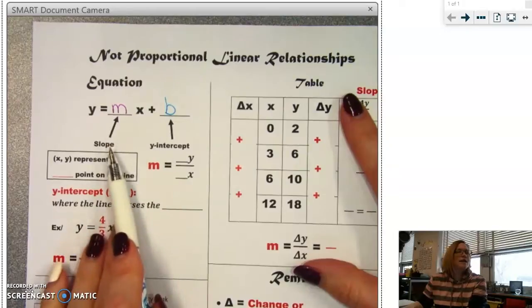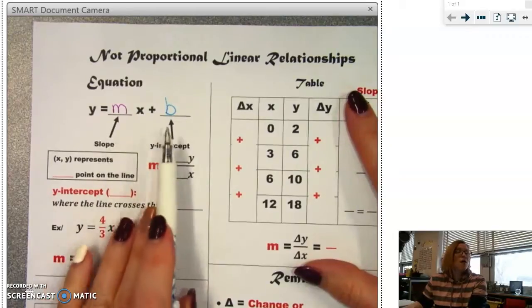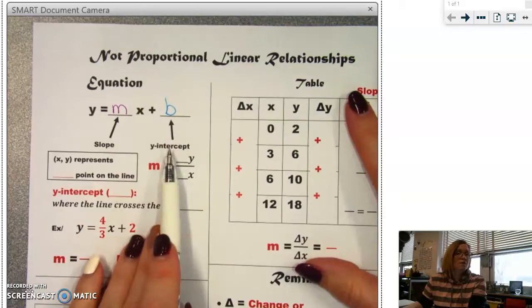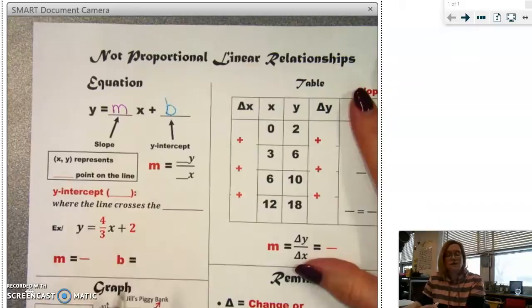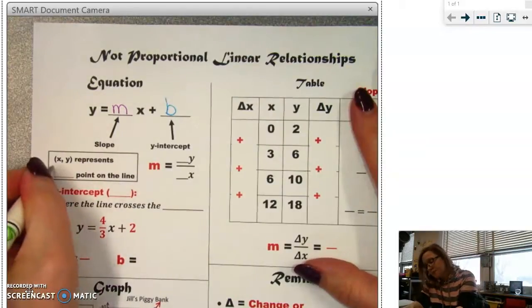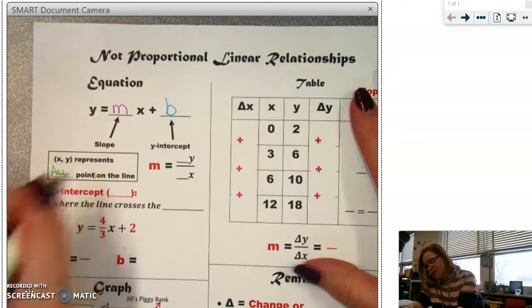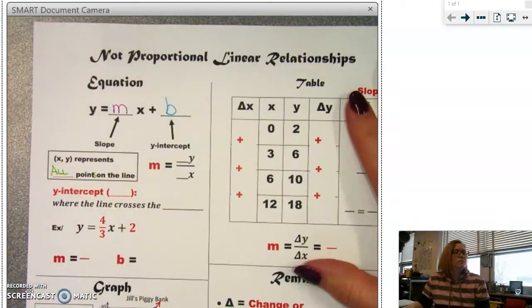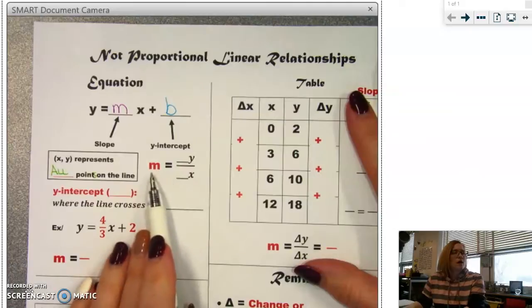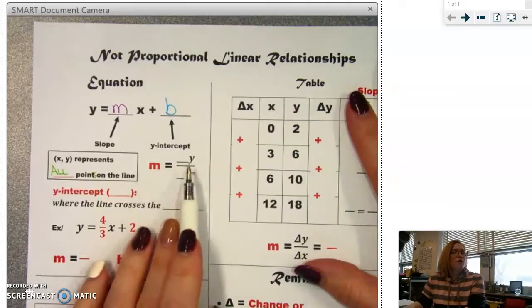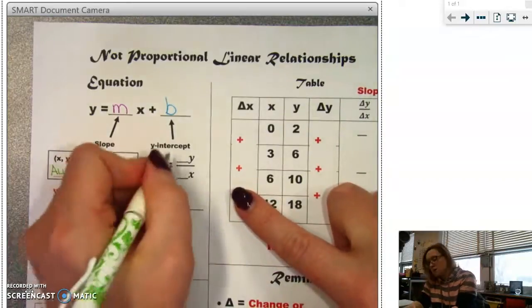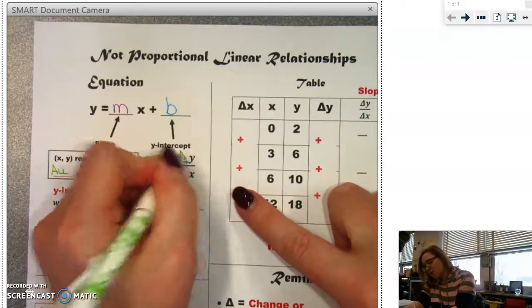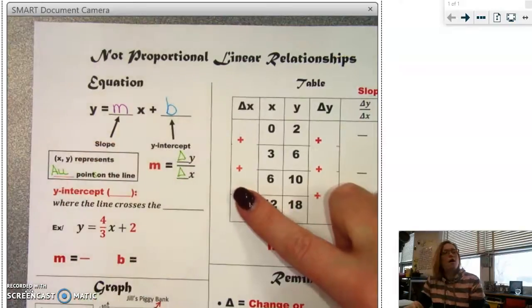So m now takes the place of our slope variable, and b represents our y-intercept, which is our new concept. X and y in our equation, again, represent all points on the line. Oh, got to add an S there. And then our equation, k equals y over x, was proportional. When we do non-proportional, m equals the change of the y over the change of the x.